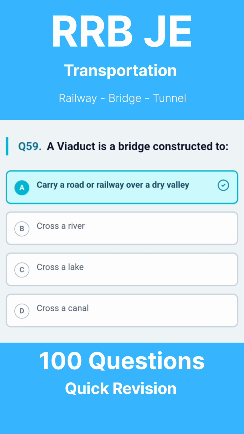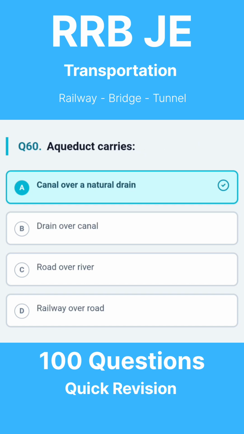Question 59. A viaduct is a bridge constructed to? The correct answer is carry a road or railway over a dry valley. Question 60. Aqueduct carries? The correct answer is canal over a natural drain.